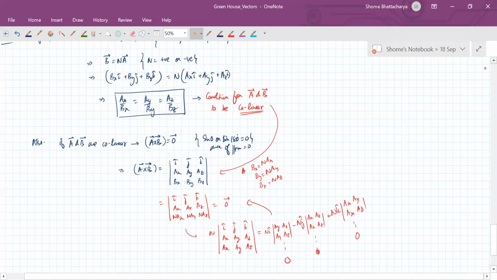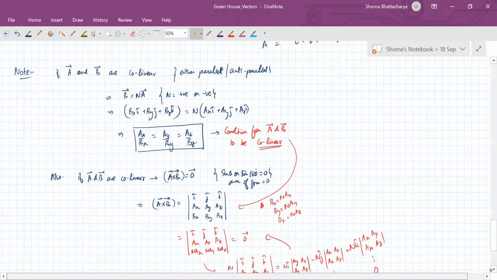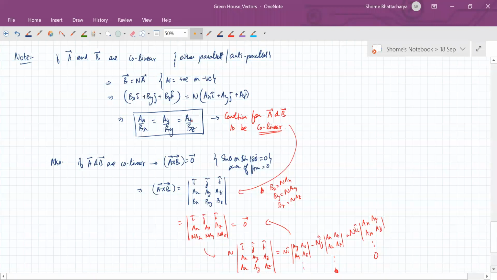So there are two ways of expressing the collinear condition. One is the easier way, which is the easiest way to check if two vectors are collinear. But the moment this happens, it automatically implies that this is also true. If this condition is satisfied, then it implies this condition. So that is about collinearity.